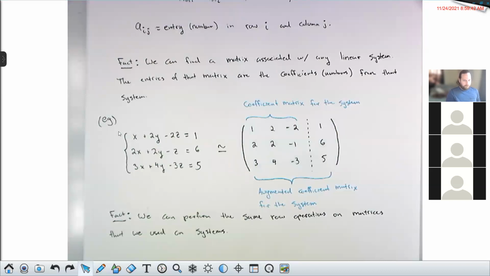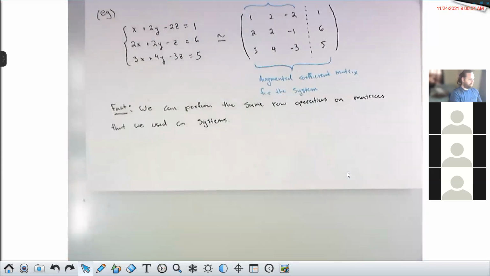What I would like to do for you now is to solve this system, or attempt to solve this system, by row reducing. That's the term, row reducing this matrix. So let's run through that same procedure that we just used. Let's see what we get here.